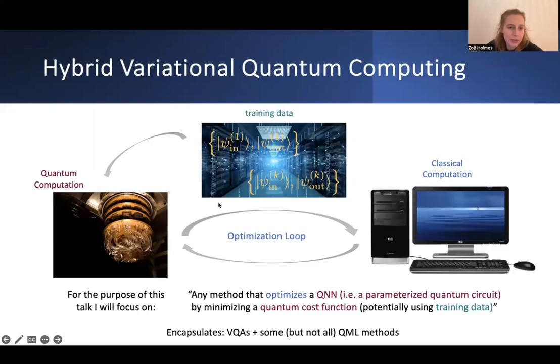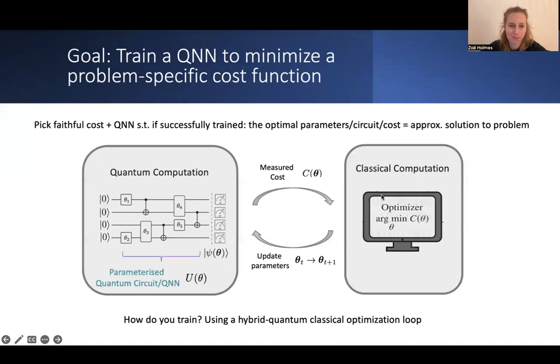Okay, so today I'm going to talk about hybrid variational quantum computing, by which I mean any method that optimizes a quantum neural network, or equivalently known as a parameterized quantum circuit, by minimizing a quantum cost function, potentially using training data. So this encapsulates I think all variational quantum algorithms and some, but not all, quantum machine learning methods. I don't actually know the audience entirely here, but I imagine many of you are very familiar with variational quantum algorithms anyway. But here's my 30-second summary in case anyone isn't.